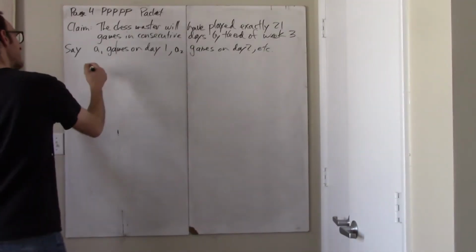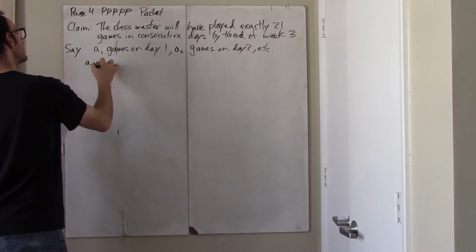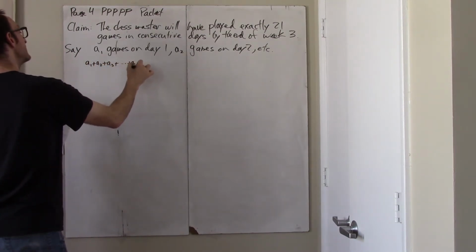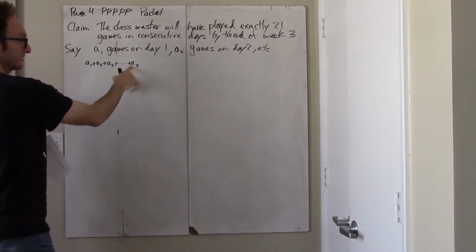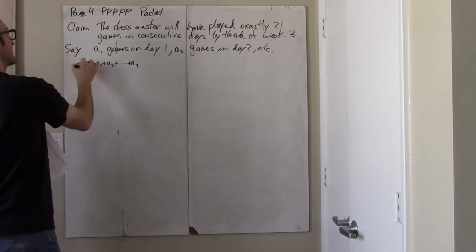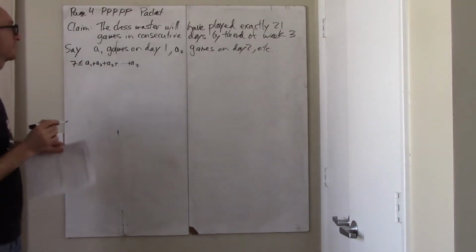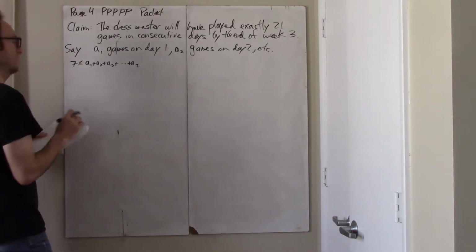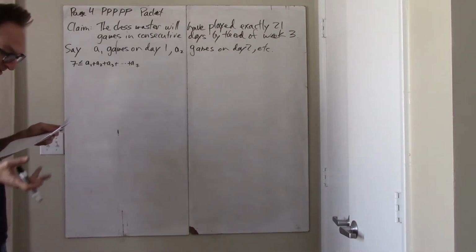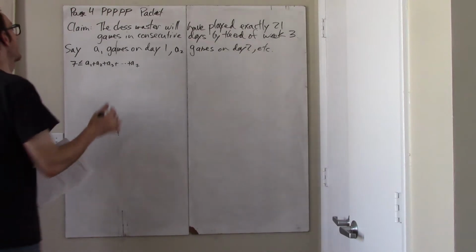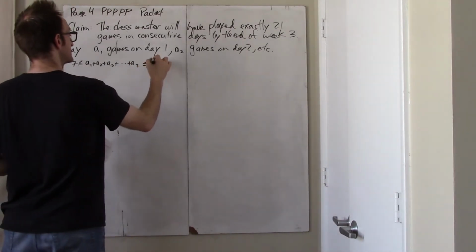So what can I say about A1 plus A2 plus A3 all the way up to A7? This is the sum of the games that he's played during the first 7 days. Well, it's got to be at least 7 because he plays at least one game a day. But now, this is exactly the statement in the problem. He does not play more than 12 games during any calendar week. So this is at most 12.